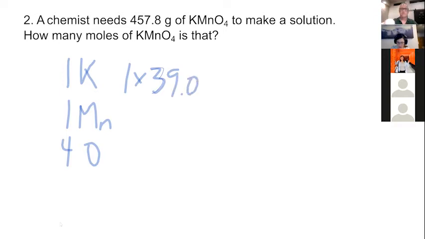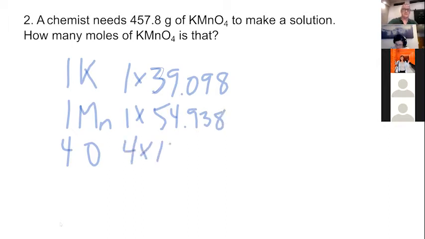39.093 or 98? I think I have 98. 98, right? Yeah. And what's the mass of manganese? 54.938. 938, right? And oxygen, I know that one. That's 15.999.